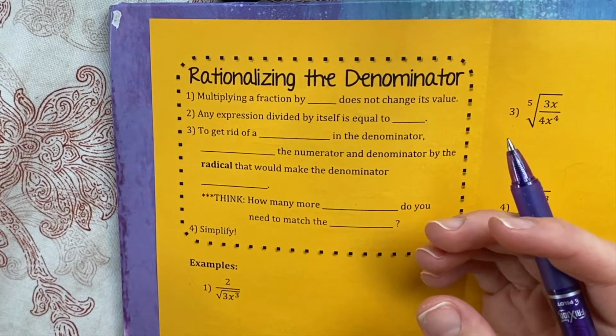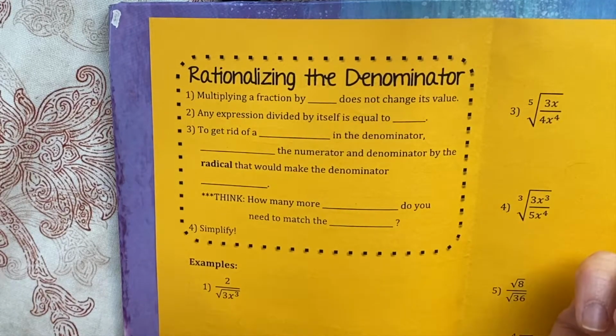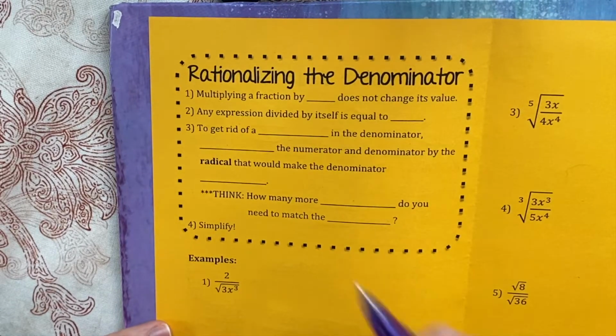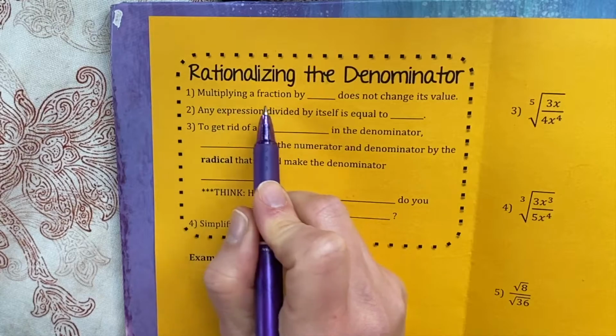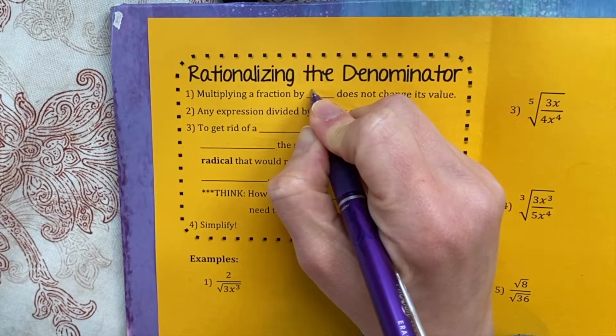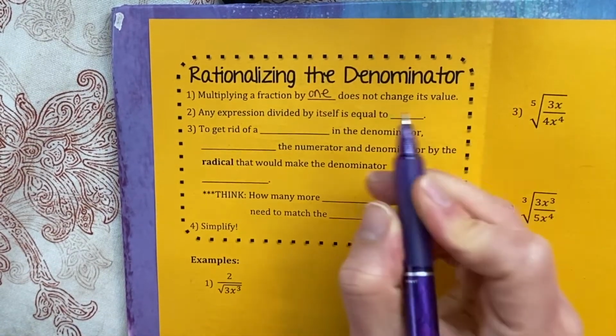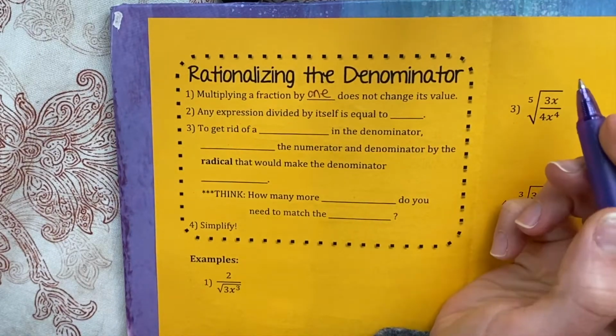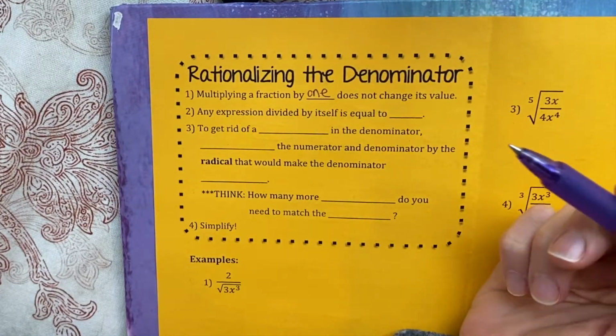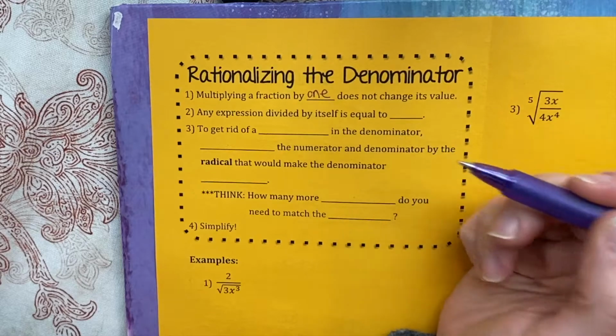So first we need to think about some things that are just true in math. So first of all, the fact that multiplying a fraction by 1 does not change its value, right? Multiplying anything by 1 doesn't change its value. It's going to stay the same.